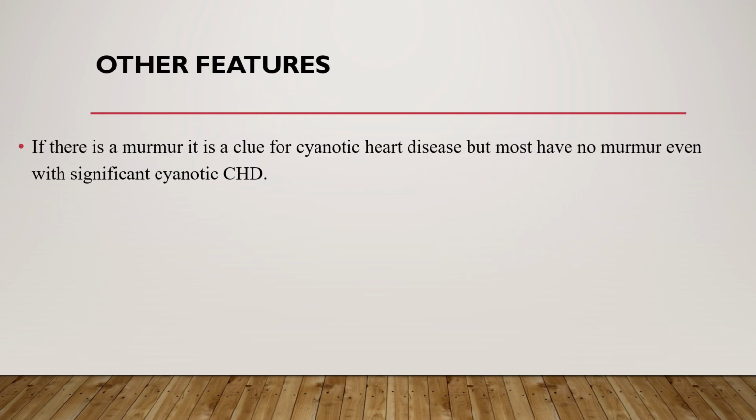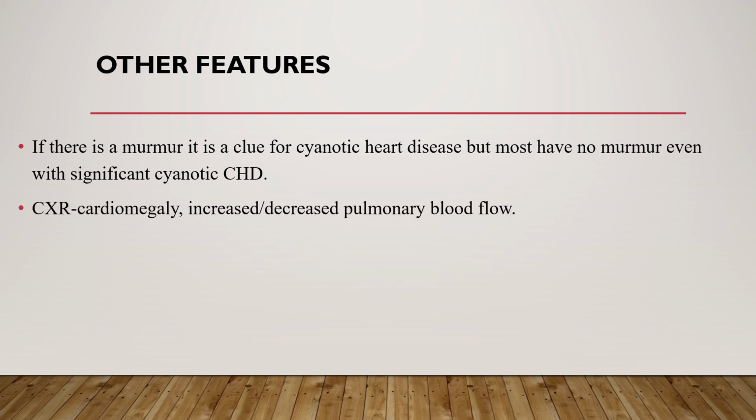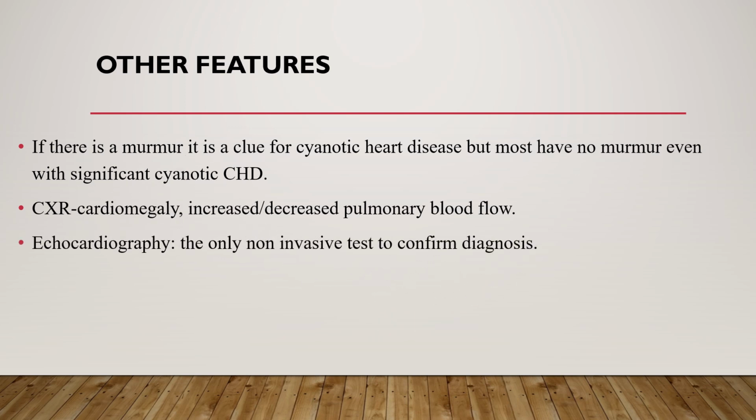Other features that we should look for: if there is a murmur, it is a clue for cyanotic disease. But most have no murmurs, even with significant cyanotic CHD. And on chest X-ray, we may also see cardiomegaly and decreased pulmonary blood flow. And echocardiography is the only non-invasive test to confirm the diagnosis. So we can differentiate the cause of the cyanosis and the respiratory distress first by doing a hyperoxia test, and later we can also do chest X-ray and echocardiogram.